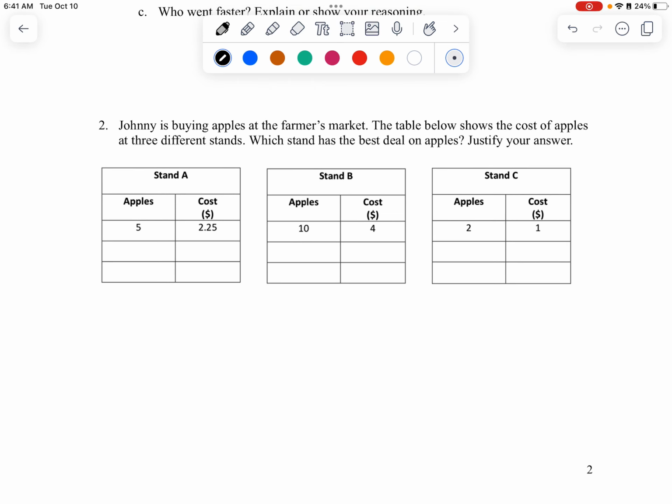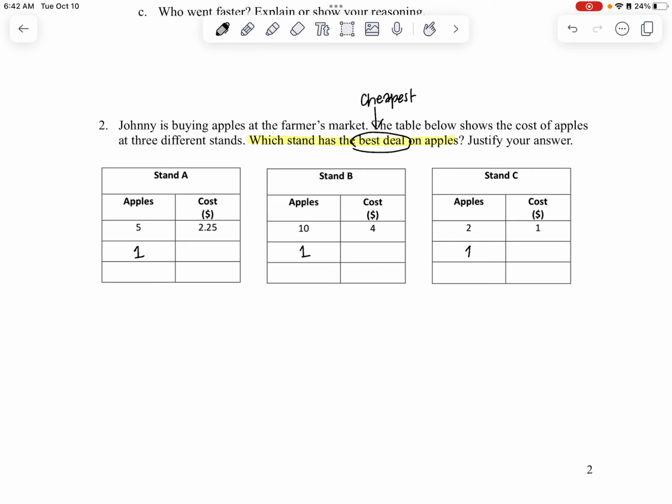In question 2, Johnny's buying apples at the farmer's market, and the table shows the cost of apples at 3 different stands. It says, which stand has the best deal on apples? Justify your answer. That phrase, best deal, we can interpret that as the cheapest price. And we can see in the tables that there isn't a unit rate for each of the stands listed yet. So we don't know the cost of 1 apple.